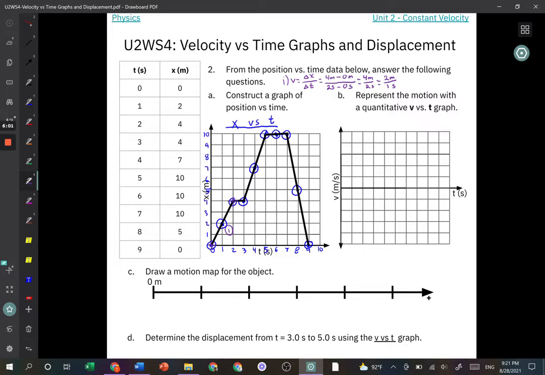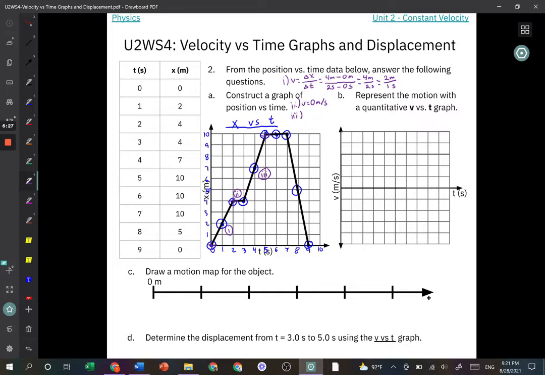The second region of the graph right here, we can see is going to have a velocity of 0 meters per second because it's a straight line. But we can also calculate that if we need to. This third region of the graph over here, we can recalculate what that value is going to be.